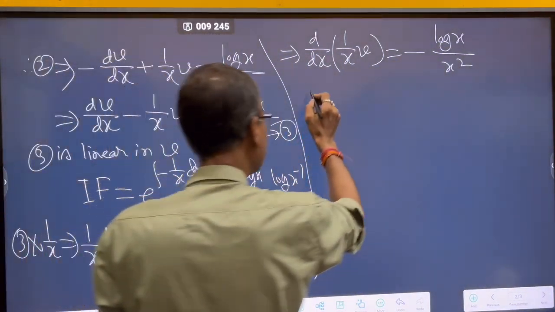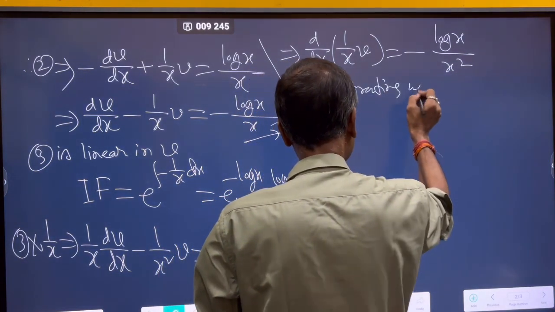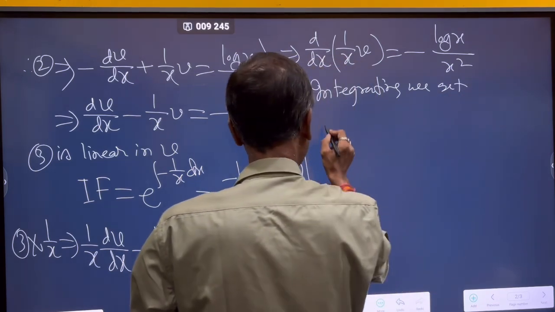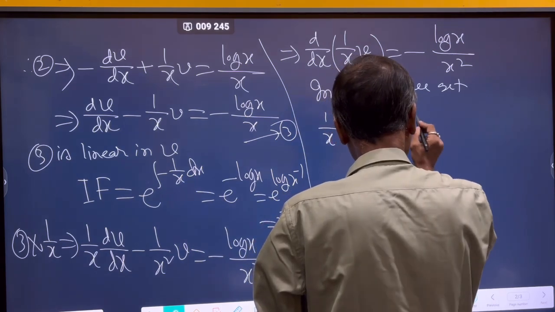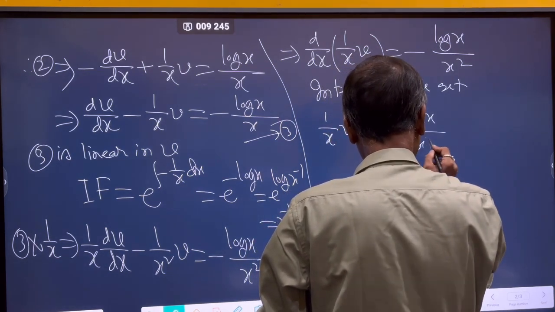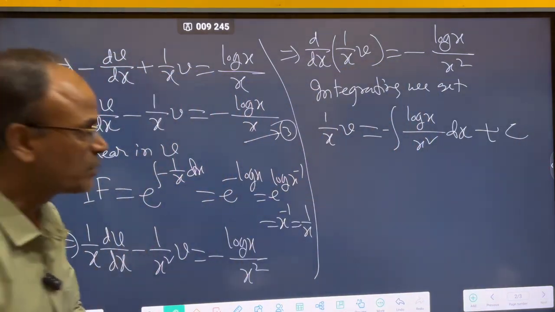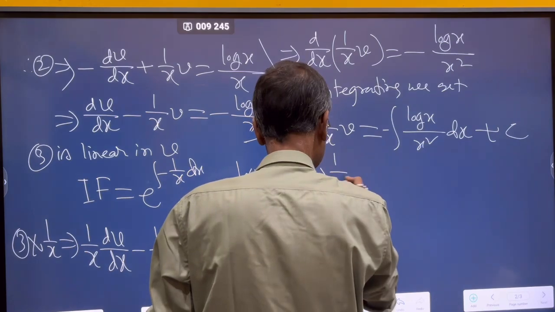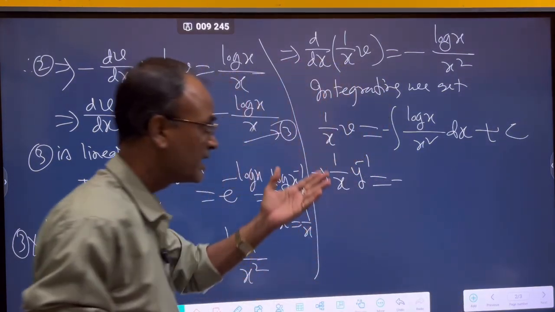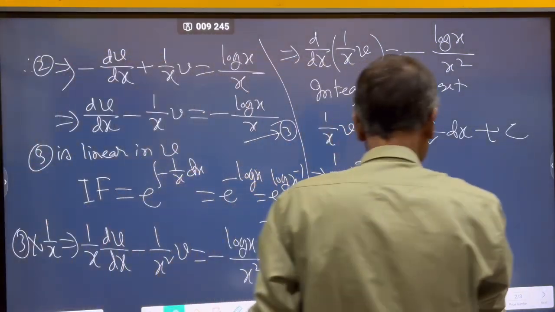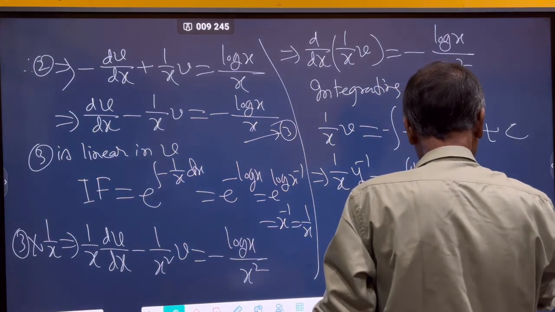Integrating we get 1 by x v equal to integral minus log x by x square dx plus the constant of integration c. What is v? Y to the power minus 1. This means 1 by x y to the power minus 1 equal to minus, just integrate this by parts, minus integral log x into x to the power minus 2 dx plus c.